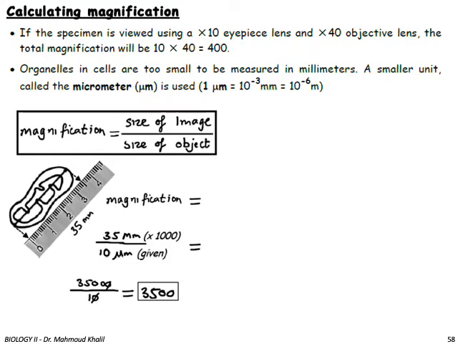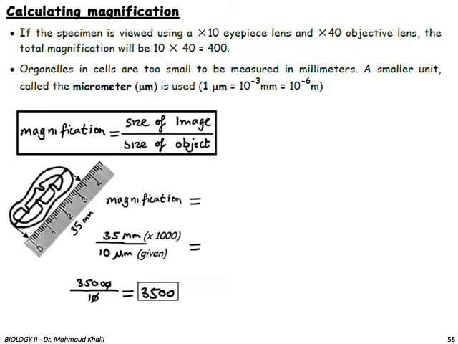Now we are going to talk about how you calculate magnification from the photo. If the specimen is viewed with a 10x eyepiece and a 40x objective lens, then the total magnification will be 400. Organelles in cells are too small to be measured in millimeters, so normally we use a smaller unit, which is the micrometer, which is around 10 to the power minus 6 meter.